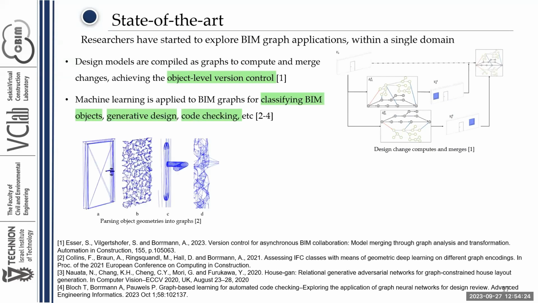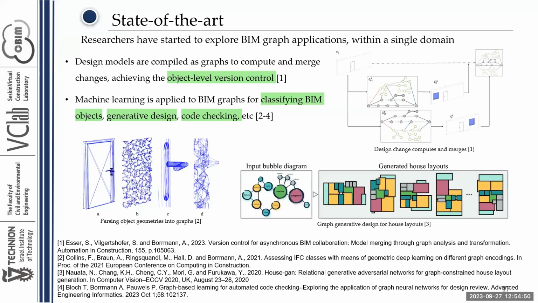Machine learning is also applied to BIM graphs. For example, Fiona from TUM compiles object geometries into graphs. Those graphs come from geometry meshes, and she applies a graph neural network to classify the type of the geometry, such as door, window, and so on. Autodesk also adopts GraphGAN to generate house layouts. Tanya has tried to use graph neural networks for code compliance checking.